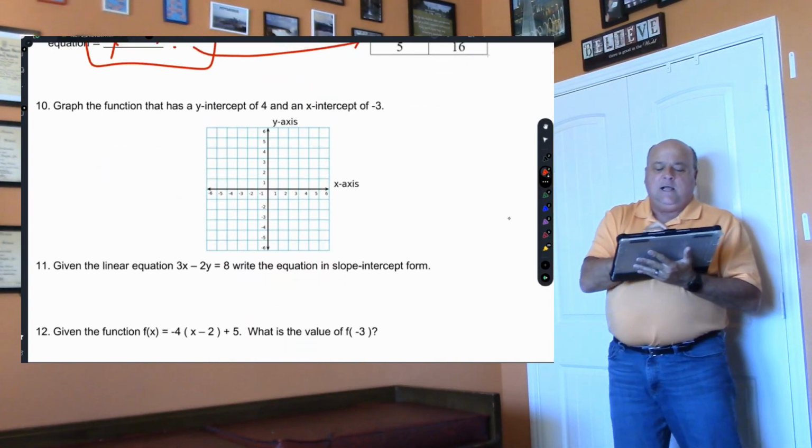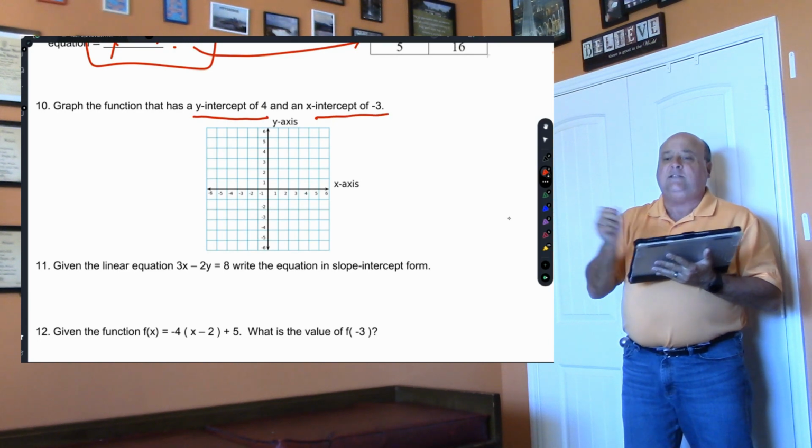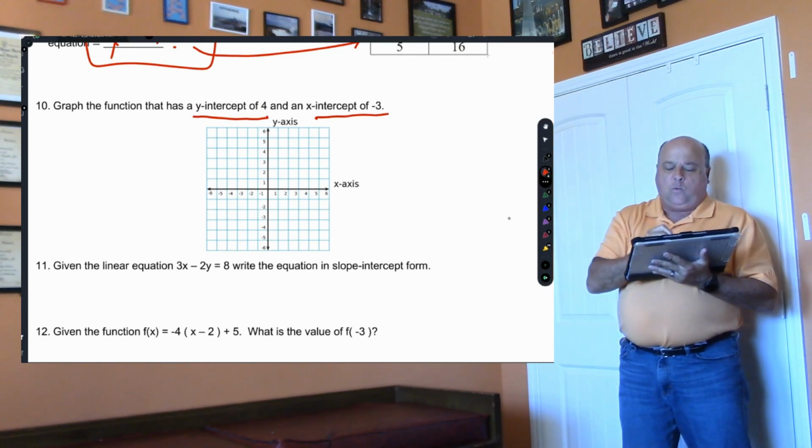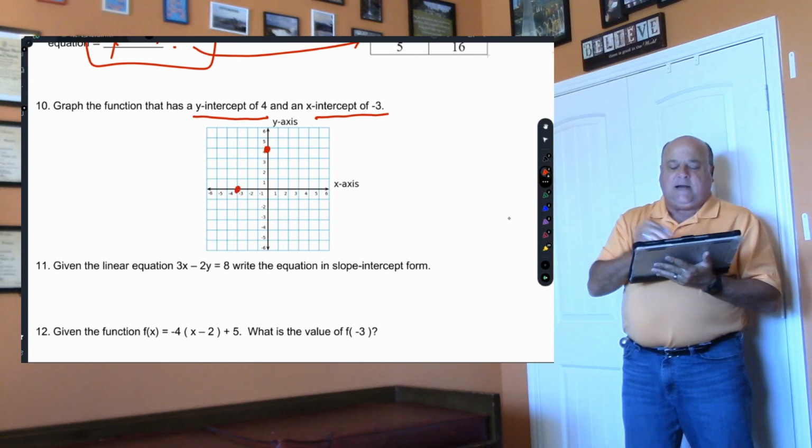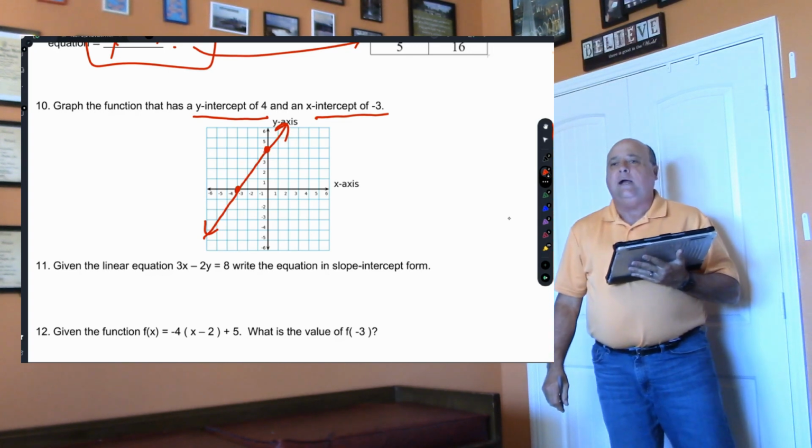Continuing on, number 10. Please don't miss this. The y-intercept's 4 and the x-intercept's -3. So on the y-axis, I'm going to put a dot at 4. On the x-axis, I'm going to put a dot at -3. And you're just going to connect those with a line. That's all you got to do.